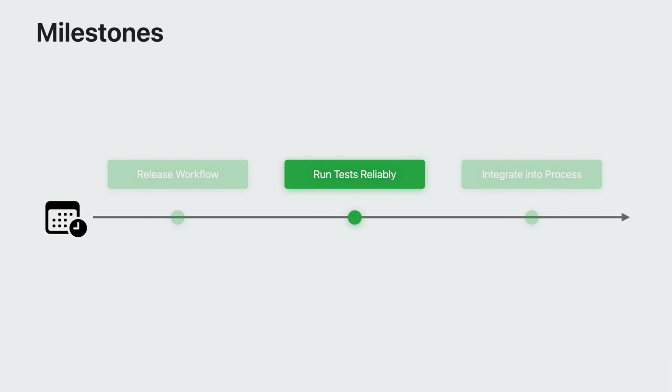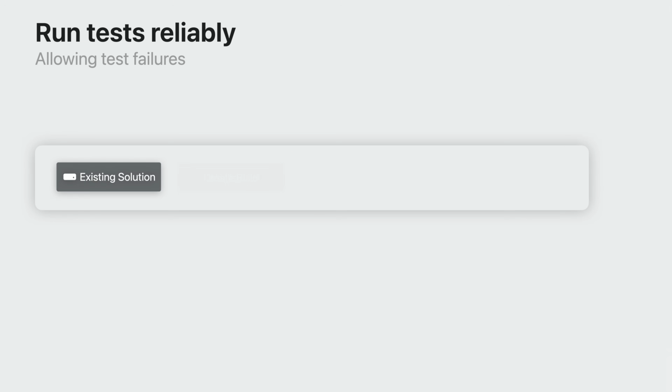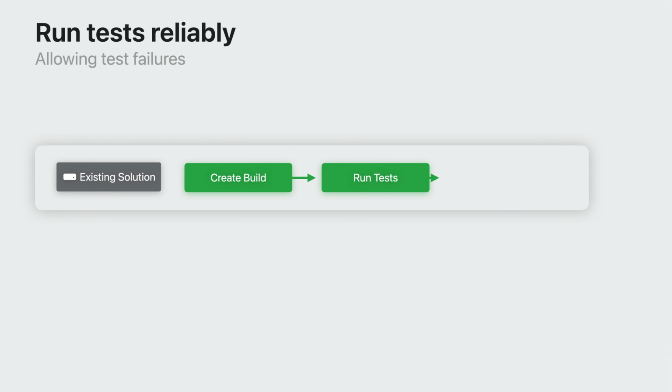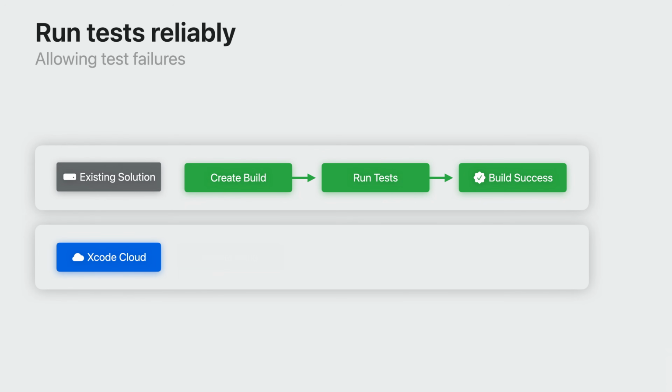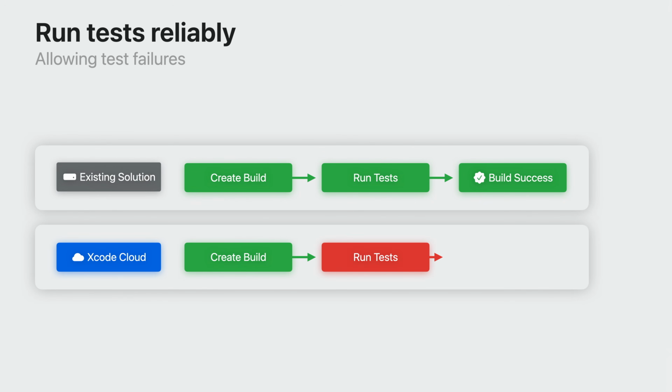Next, it's time to focus on getting tests working reliably. Testing can be very tricky in a continuous integration system. Often, tests will have been tailored to run in the CI environment that was being used at the time they were created. When running in a new CI environment, they may not run as reliably, causing builds to fail.